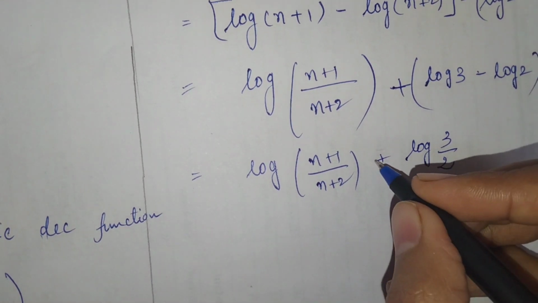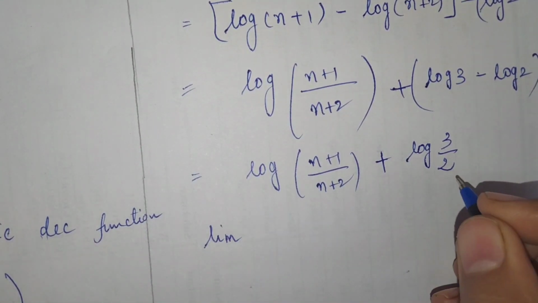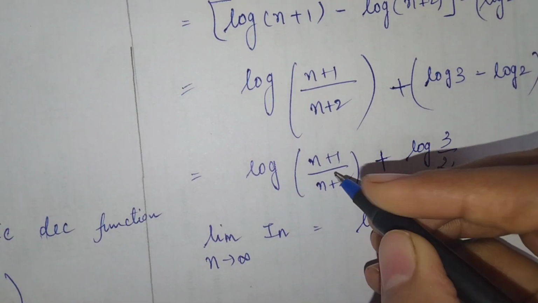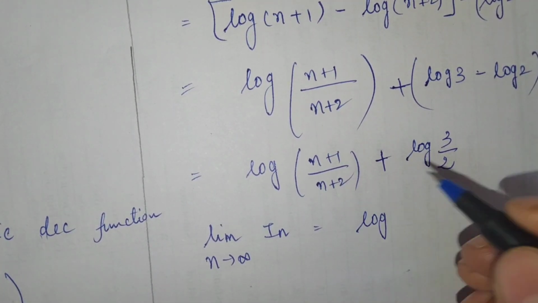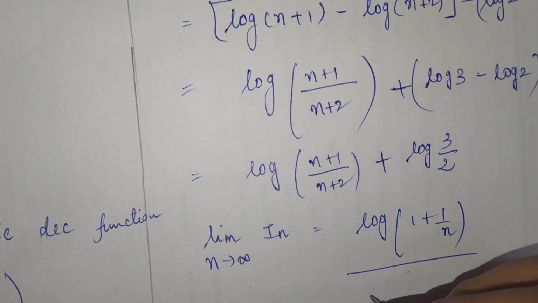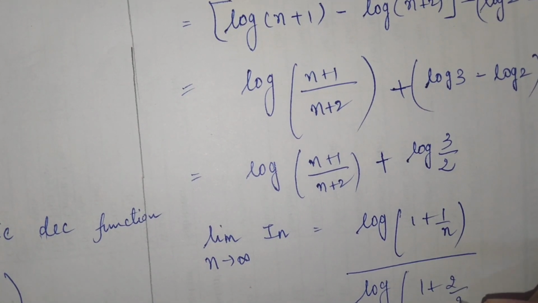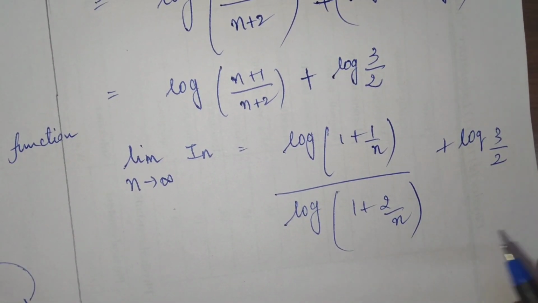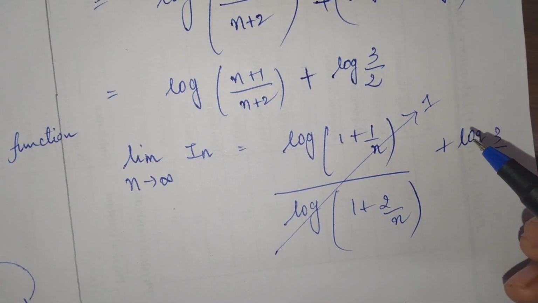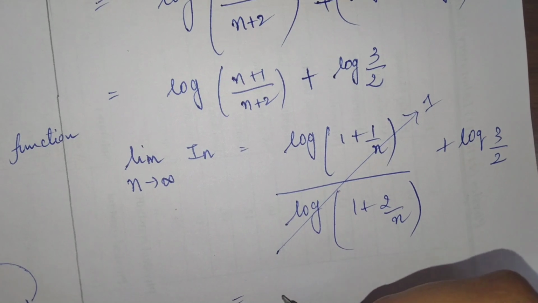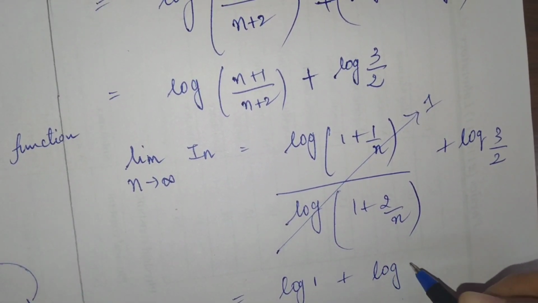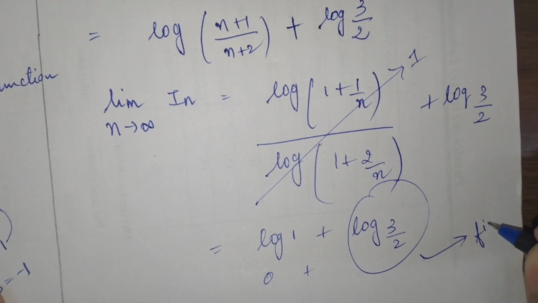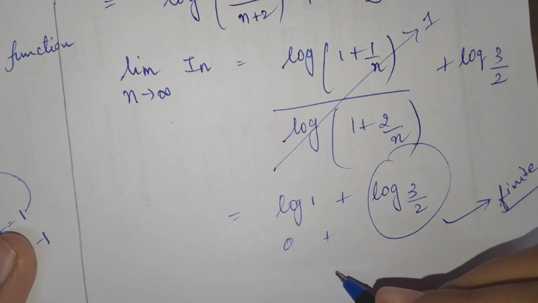So now if I put the limit n tends to infinity, then if I take n common from the numerator and denominator, it will be log of 1 plus 1 by n over 1 plus 2 by n, plus log 3 by 2 as it is. Now if I put the limit, here it will be log 1. The value of log 1 is 0, so we get 0 plus log 3 by 2, which is some finite value. And as we got a finite value, the series is convergent.